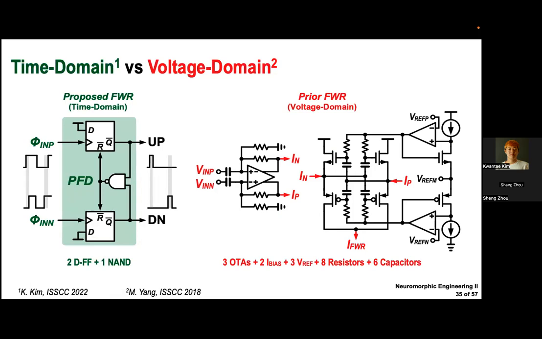It just needs 2 D flip-flops and 1 NAND gate. However, if we want to implement the same functionality in the voltage domain, we would need 3 OTAs, 2 bias currents, and so on, both active and passive components.